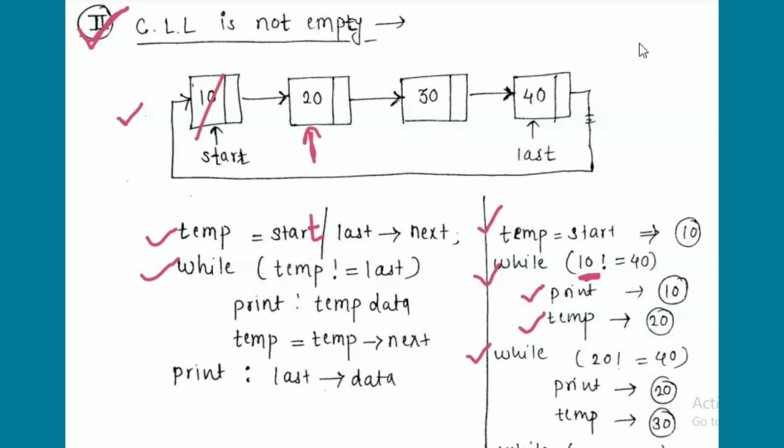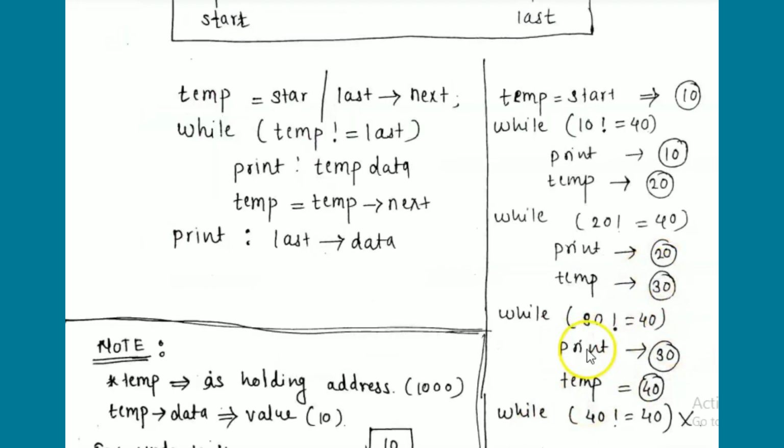After that we will again execute the while loop. Your temp is now pointing to 20 and your last node is 40. So 20 is not equal to 40, the condition is satisfied. You print the data 20 and update temp to temp next. Now temp is pointing to 30. Again 30 is not equal to 40, so the while loop is executed, you print the value of 30, and temp is pointing to 40. Now when we go for the next while loop check, 40 is not equal to 40 is false. We will come out of the while loop.